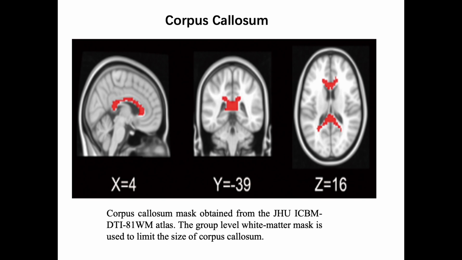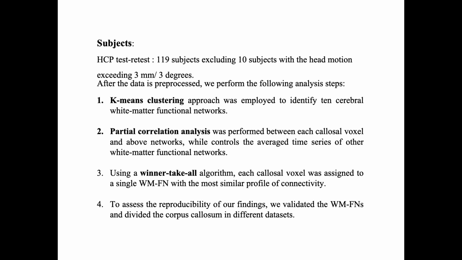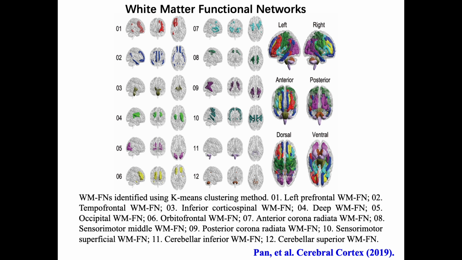So we wanted to focus on corpus callosum, the largest white matter structure. We used data from the Human Connectome project. We used 119 data which were collected 2 times and used k-means to determine their clusters. A number of white matter clusters were observed. These were found to be highly reproducible for both the 2 runs that we analyzed.